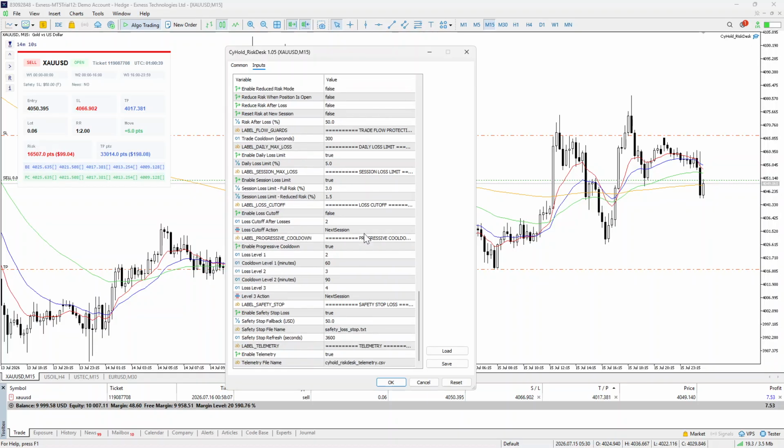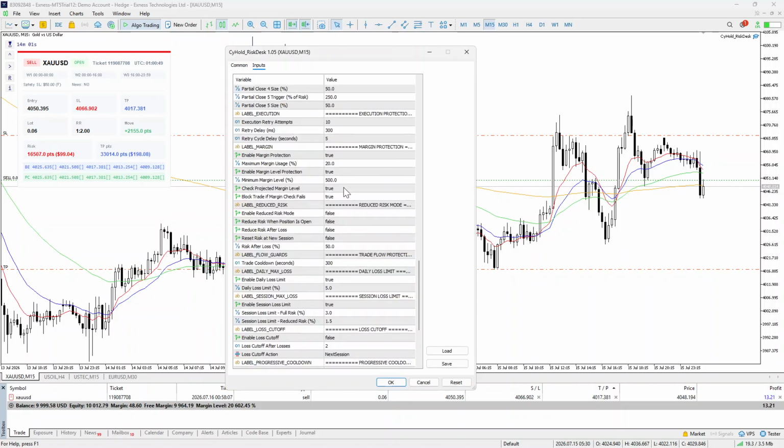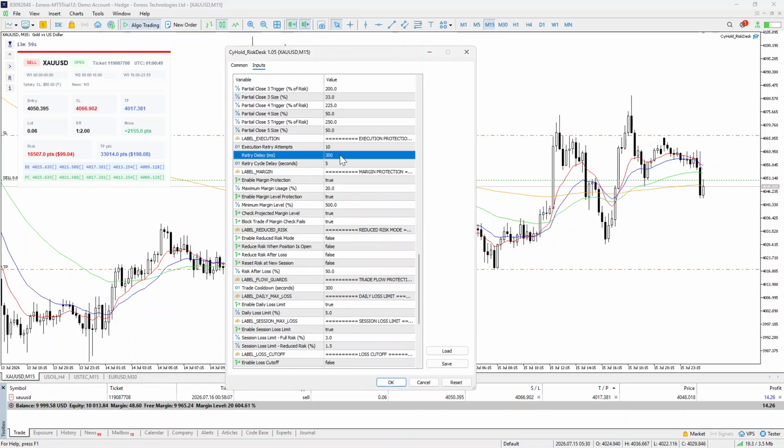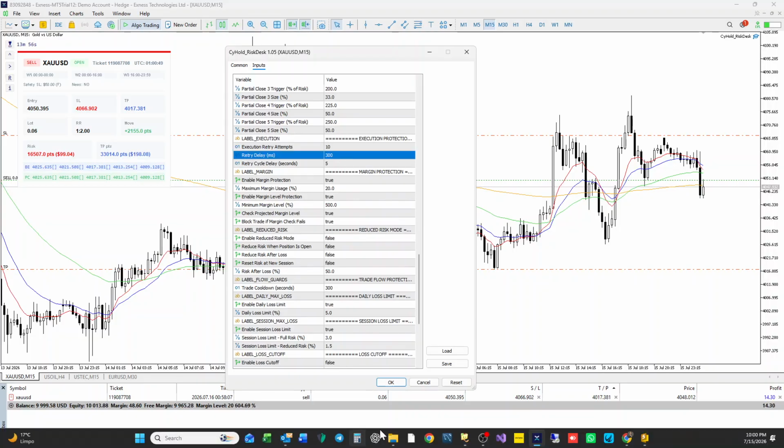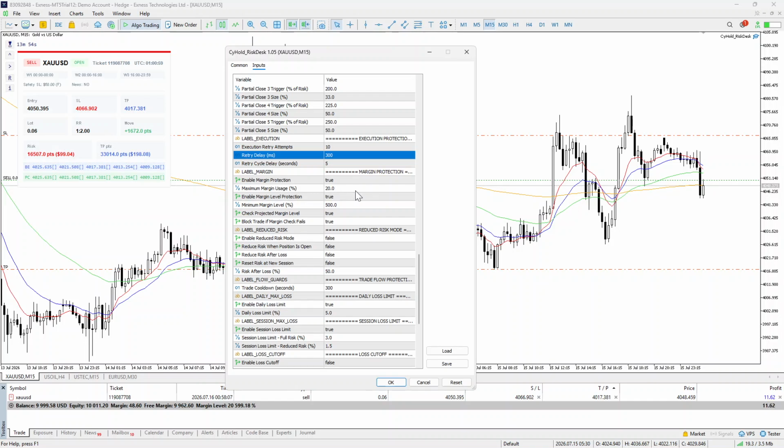So you need to have something like 300 because it's round turn. It's 110, 220. So it needs to be like 300 here, the retry delay. But if you have a VPS, I have a VPS, for example, 1 millisecond, you can put this retry delay down to like 50, 100. It can be lower. And how many times it tries to execute the order, in cycles. It's an internal question, but it's very important.